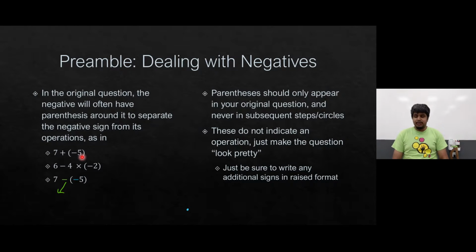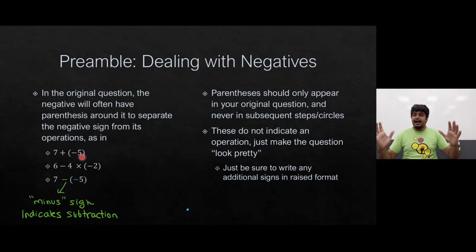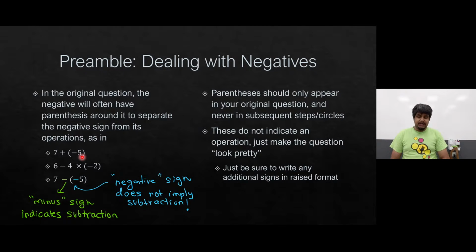But here comes an important distinction. So this green sign here is referred to in math as a minus sign. The reason being it indicates to us that we must subtract. Right? Now, this is a very important distinction from the other kind of sign, which is called the negative sign. The negative sign does not imply subtraction, right?